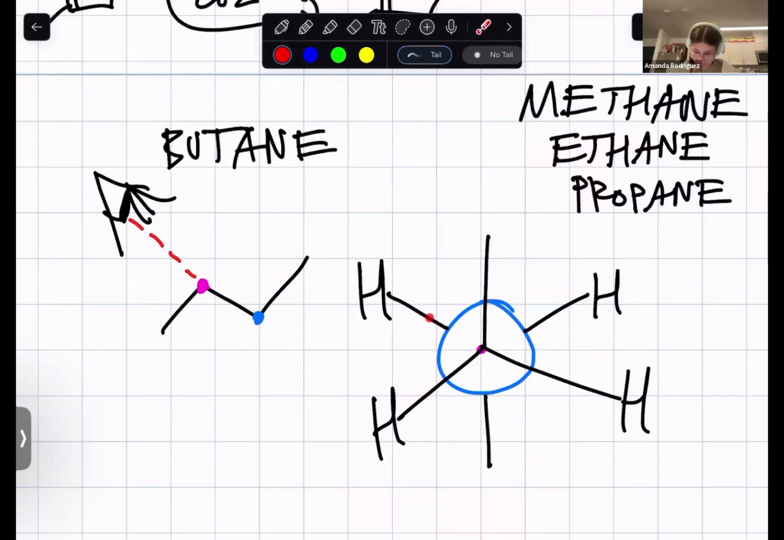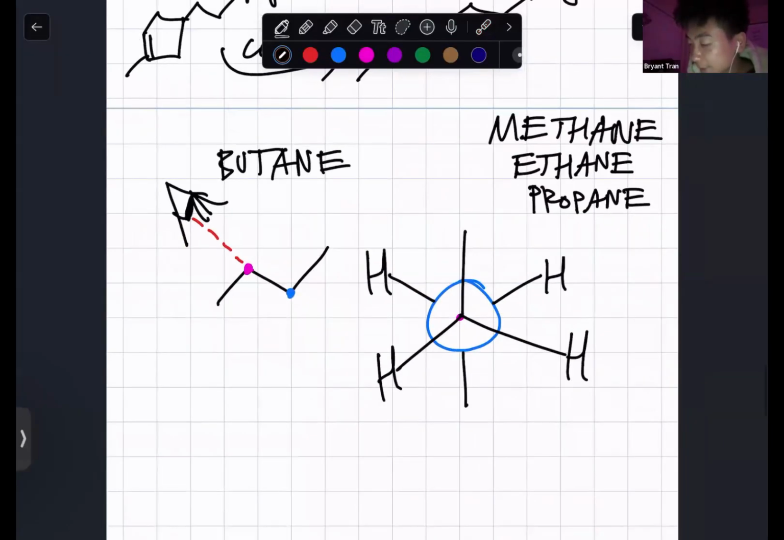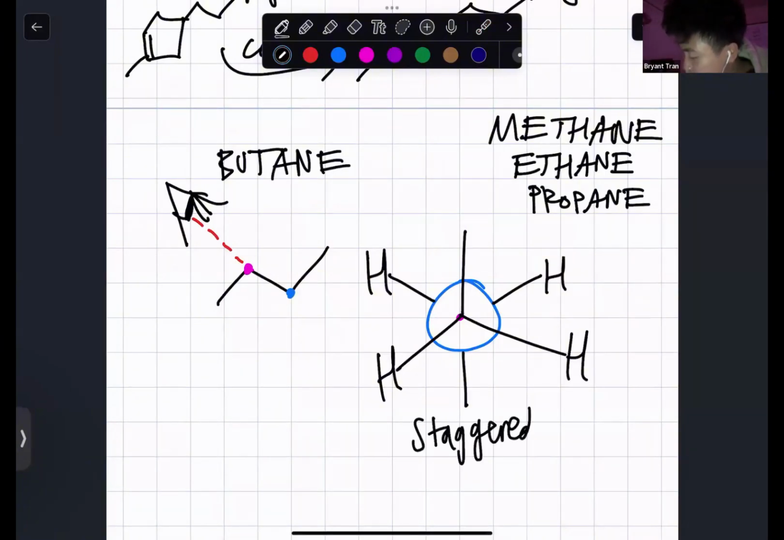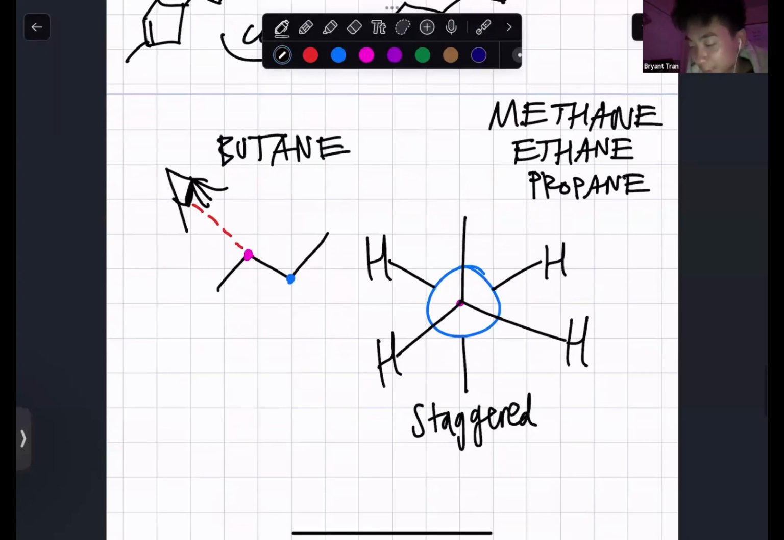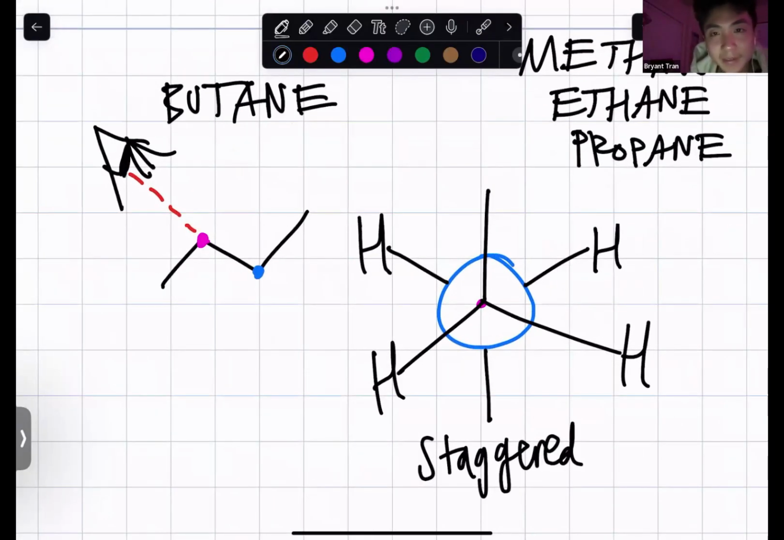Yeah. This right here is called the staggered conformation because the bonds are as far away from each other as possible. They're staggered from each other. Right.